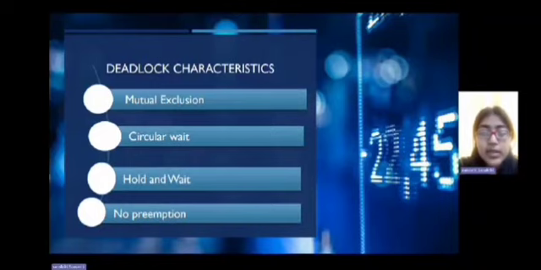deadlock characteristics. There are four major characteristics of deadlock. First one is mutual exclusion. Second is circular wait. Third is hold and wait. Fourth is no preemption.